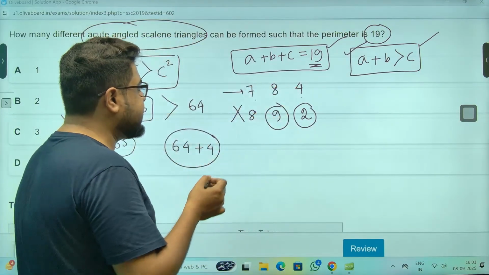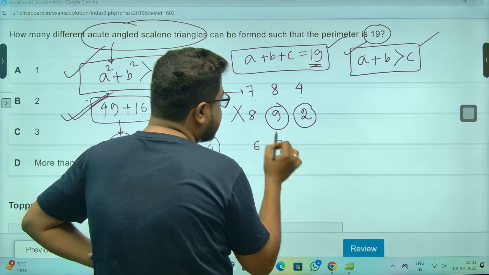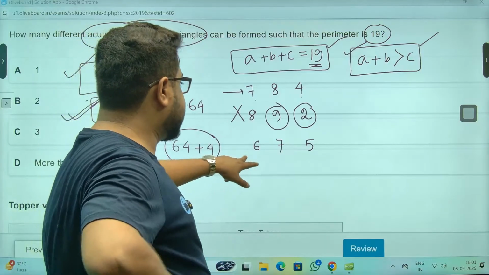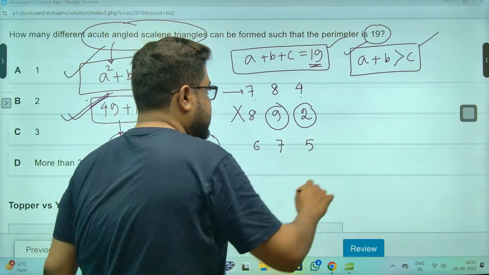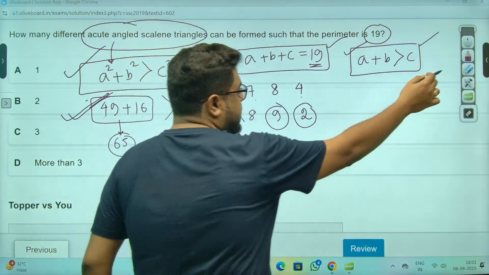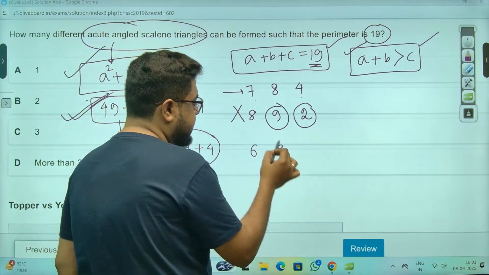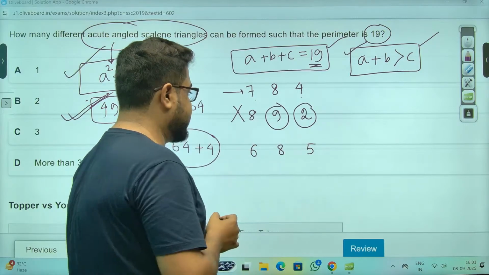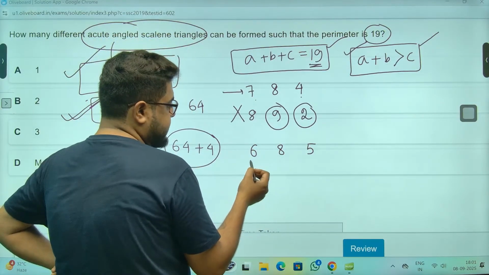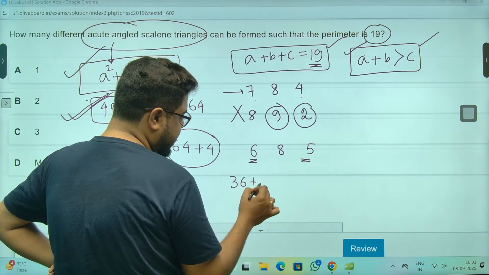Let's try something less. If I take 6 and 7, 13 gone, so the other is 6. No, not possible, because it must be scalene. If I take 6 and 8, then the other is 5. 8, 5, 6 is 19, yes, this is possible. Let's check once, sir. 6 square and 5 square: 36 plus 25.